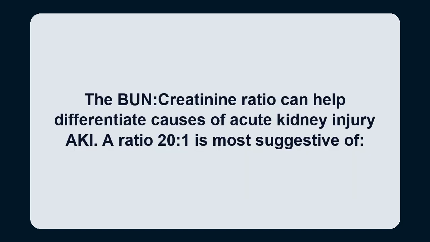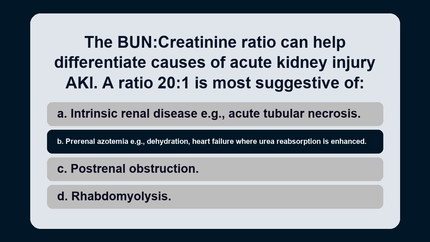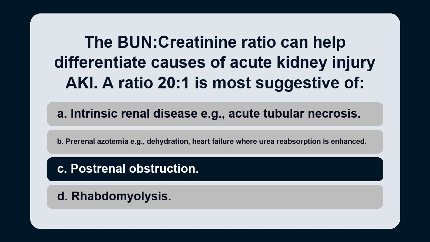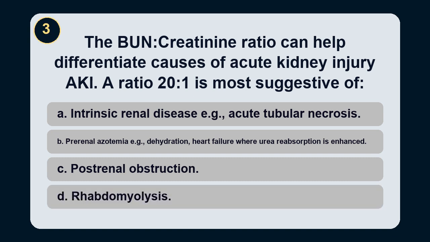Question 3. The BUN:creatinine ratio can help differentiate causes of acute kidney injury, AKI. A ratio greater than 20:1 is most suggestive of: Option A, intrinsic renal disease, e.g., acute tubular necrosis. Option B, prerenal azotemia, e.g., dehydration, heart failure, where urea reabsorption is enhanced. Option C, postrenal obstruction. Option D, rhabdomyolysis.